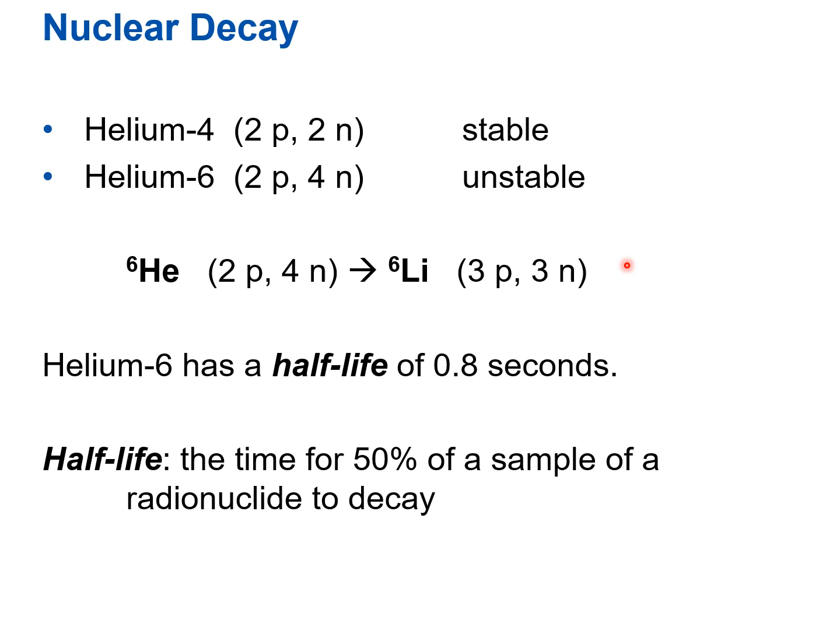Now, the reason that all of this is important for astronomy and how we assess the age of the solar system and the age of the Earth is that there's a timing aspect to this.